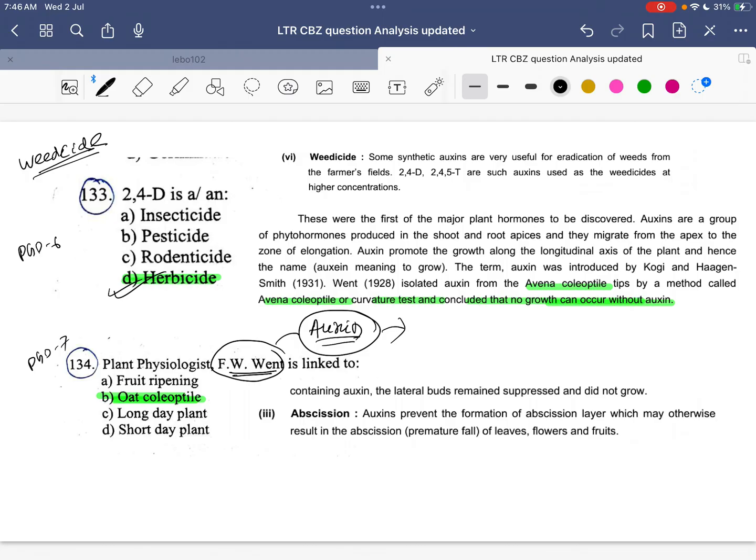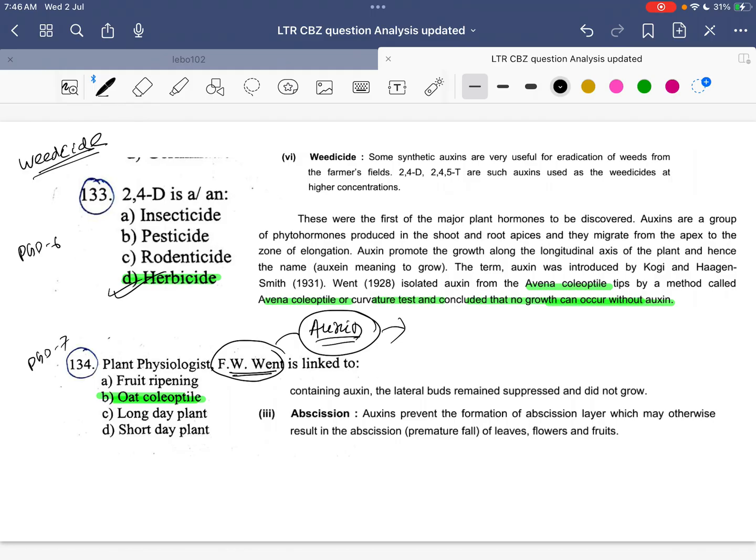See auxins, there are the first major plant hormones to be discovered. Auxins are the group of phytohormones produced in the shoot and the root apexes, and they migrate to the zone of elongation. Auxin promotes growth along the longitudinal axis of the plant. Hence the name auxin, meaning to grow.